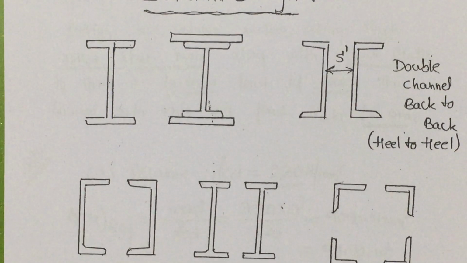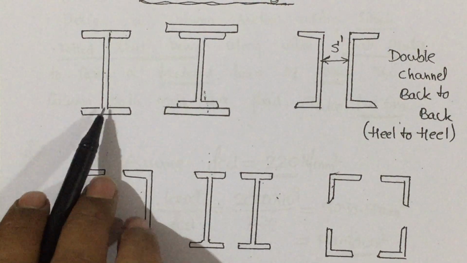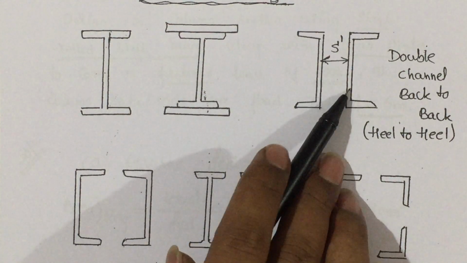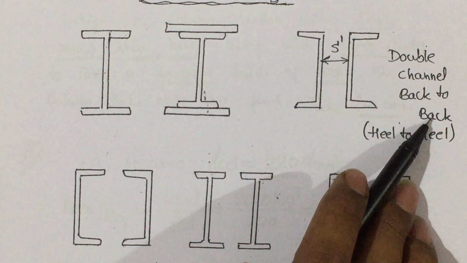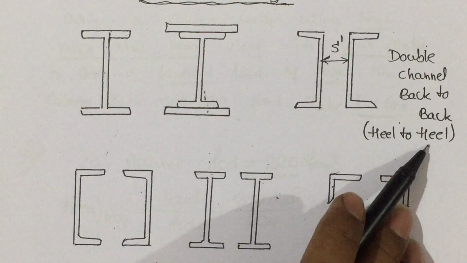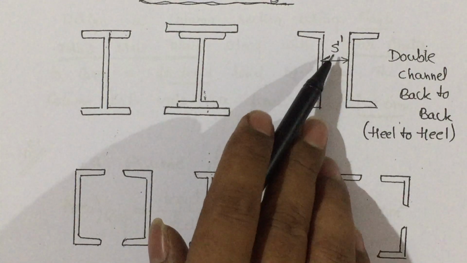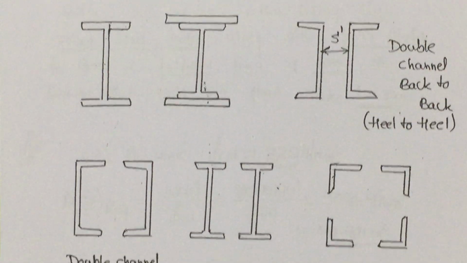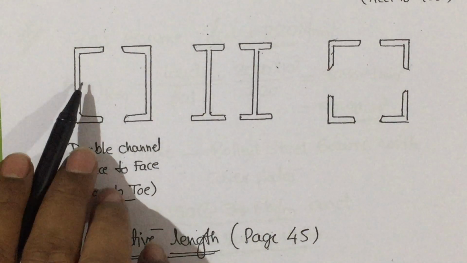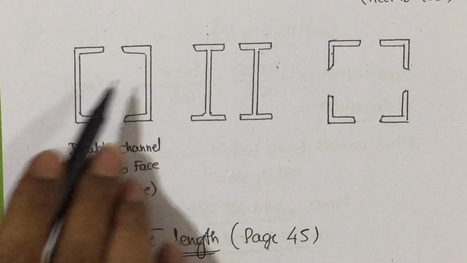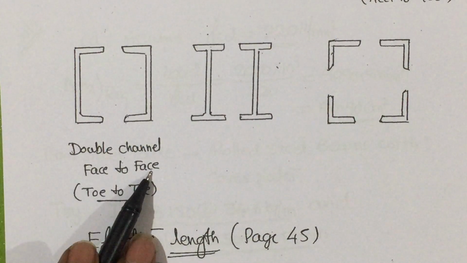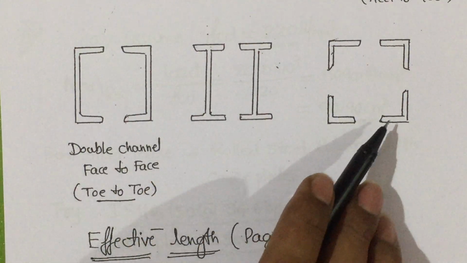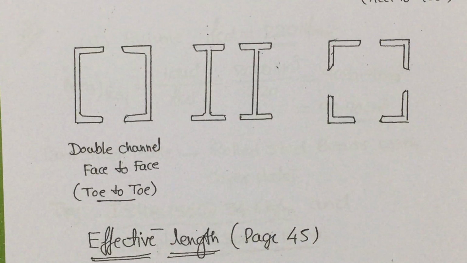These are the different types of column sections. We are going to make use of I section, built up I section or channel section. Here we have double channel sections back to back. Back to back, we are going to call that one as heel to heel, and this S dash is the spacing between the two channel sections. Here also we have two channel sections, but they are placed face to face. We call that one as toe to toe. Then two I sections, four channel sections, like that.